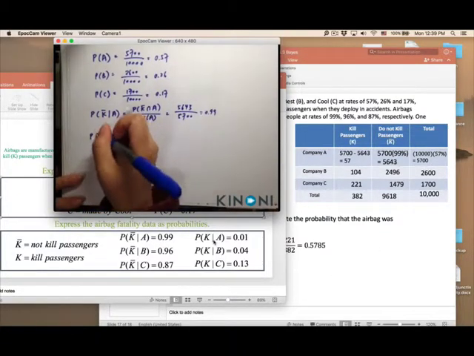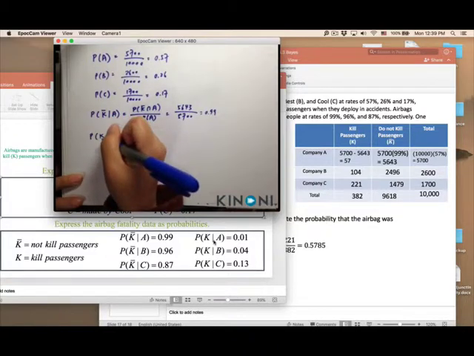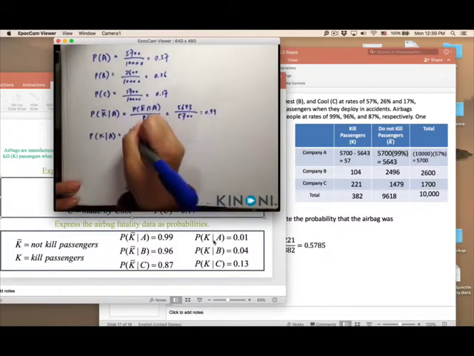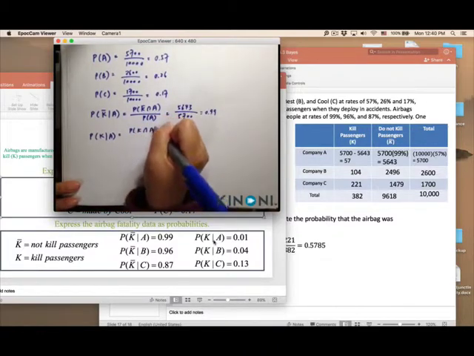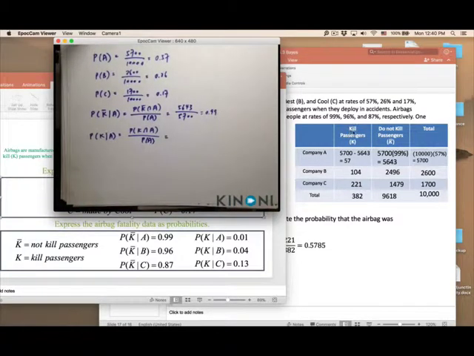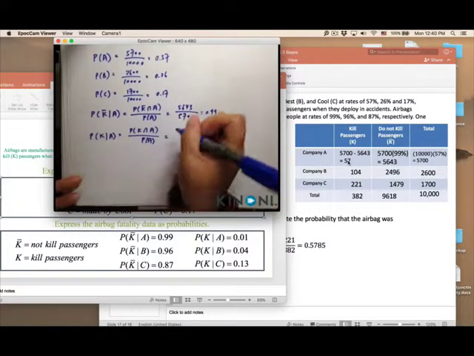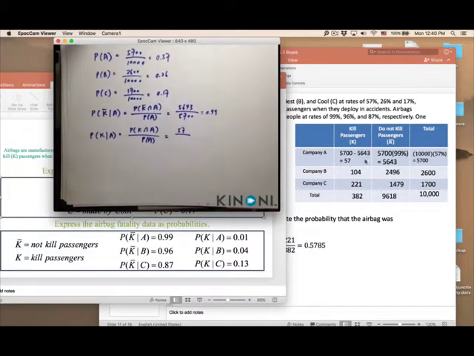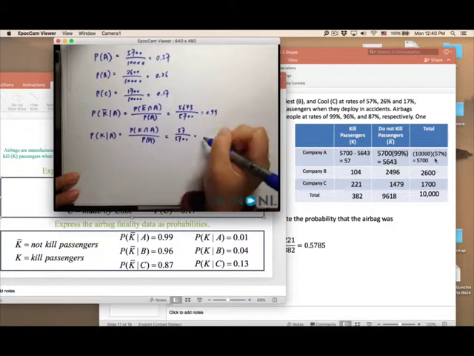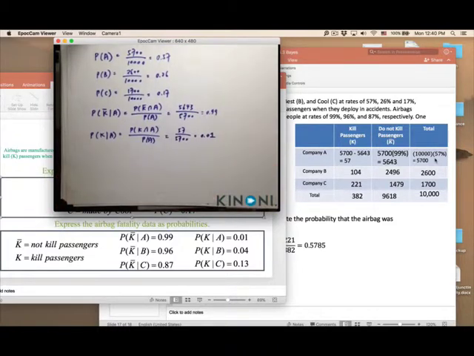Or you could do this one. If you're looking for the probability that it kills a passenger, given that it's made by company A, doing the same thing, K and A over probability of A. So kills passenger and made by company A, that will be 57 over the total made by company A. So that will be 0.01. Okay, same idea for this plug-in here. You could look for all these probabilities using this table.